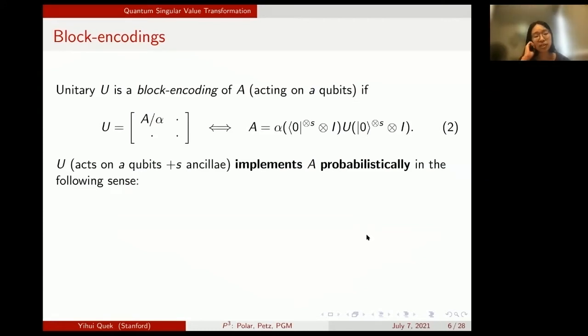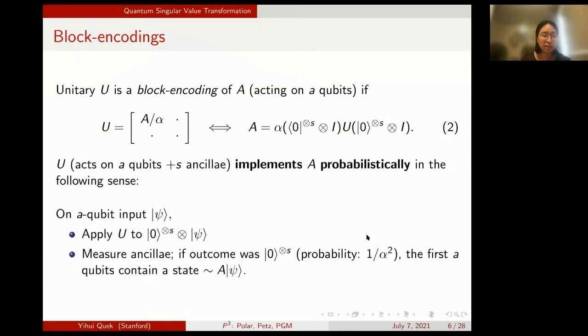Okay, so if we have a unitary that has this kind of expression on the left-hand side, just by linear algebra, if you write it out, you'll see that A can be expressed in terms of the unitary on the right-hand side of equation 2. What does this actually mean? It means that this unitary, which is a block encoding of A, implements A in the following sense. Recall that the original goal was to take some given input state psi and then left multiply psi by A. So if we instead have a block encoding U of A, what we do is we enlarge the input state psi by tensoring in the ancilla in the zero state.